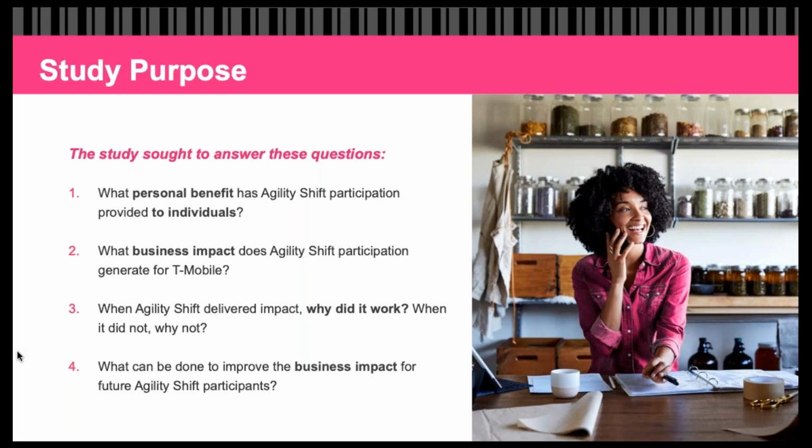So I'm going to talk a little bit about the structure of the study, just because I'm not sure that everyone has had an opportunity to do one. You start a study with an understanding of what you are trying to answer, right? And what the goals were. And so I showed you the goals earlier. The questions are on the screen: personal benefits that Agility Shift may have provided to individuals, business impact for T-Mobile, if it is working, why, and what, if anything, can be done to improve the business impact.